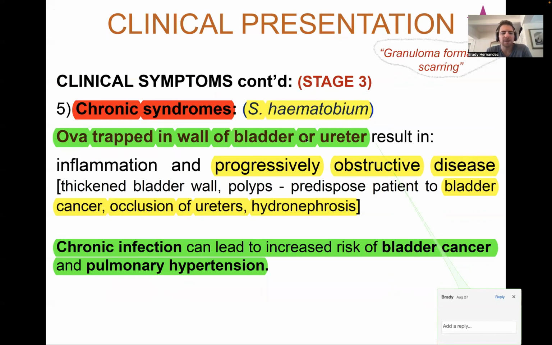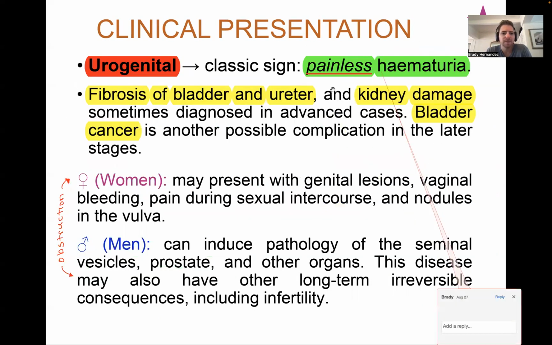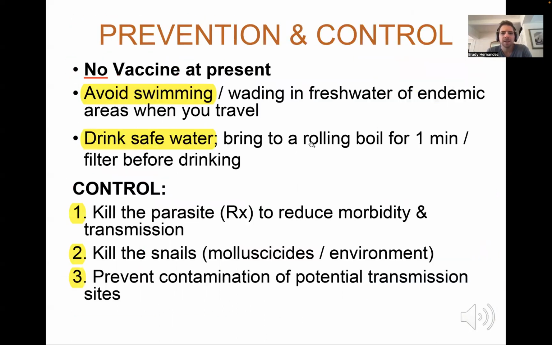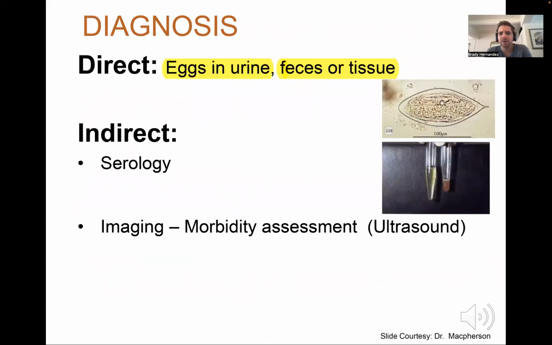Right, so in the bladder you can even get obstruction of the bladder or the ureter, which can lead to hydronephrosis as well. So it's pretty bad. You just want to make sure you address it early before it gets to the later stages, right? And you can see the occlusion of the ureters. Anytime that happens, you get urine backed up into the kidneys. Okay, not good. And then diagnostically, you're looking for those eggs.